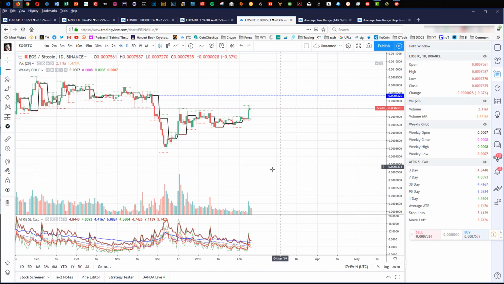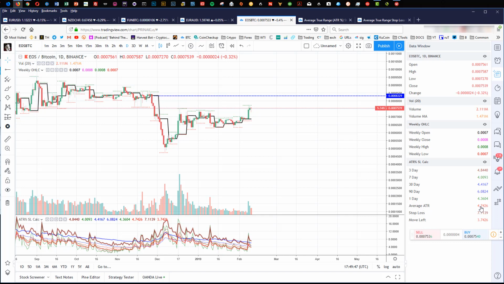So the first thing that I'll go through is these numbers that we see here. The first number is the 3-day ATR, so that is the average true range over the last 3 days. The next one is the 7-day, the next one is the 30-day, the next one is the 90-day, and the next one is the 1-day. Now, the number that most people want to know is the next number, which is the average ATR.